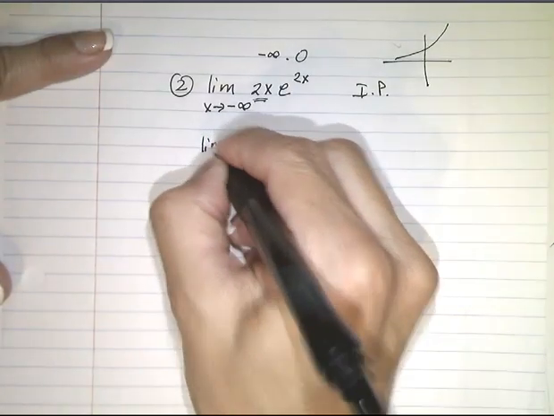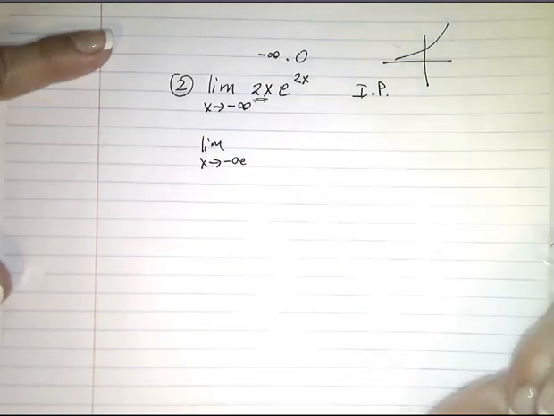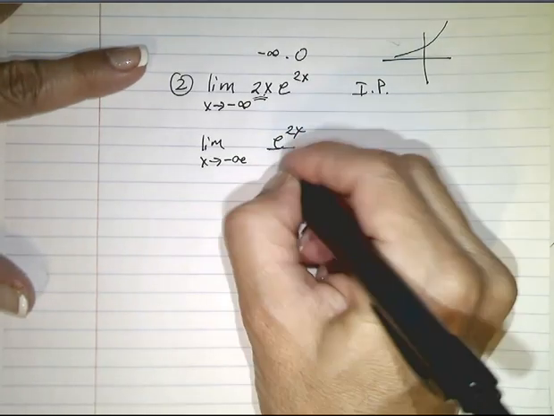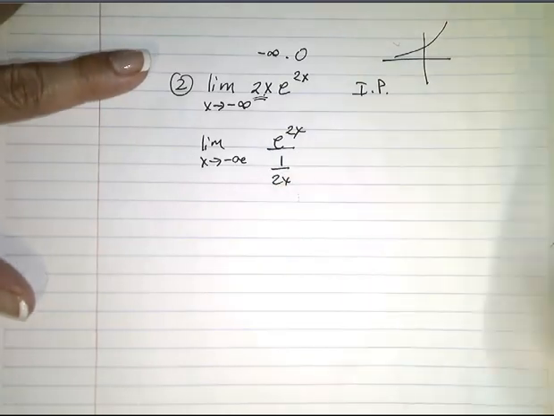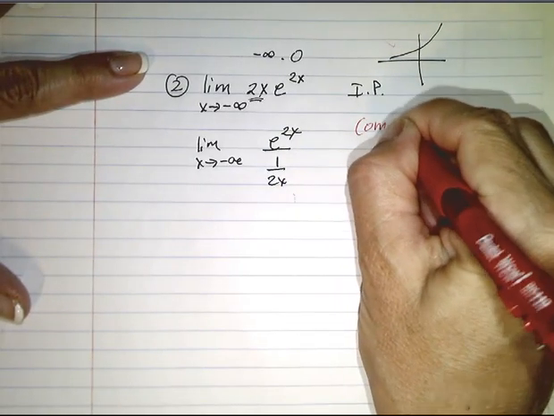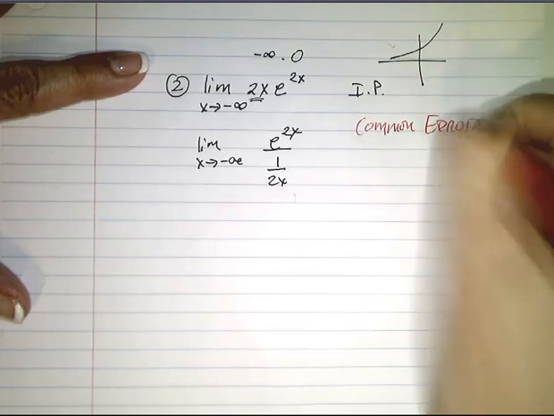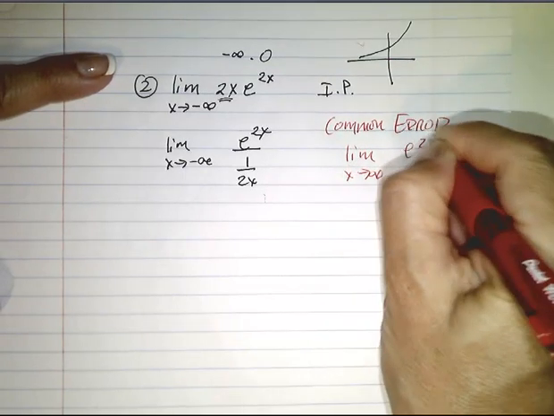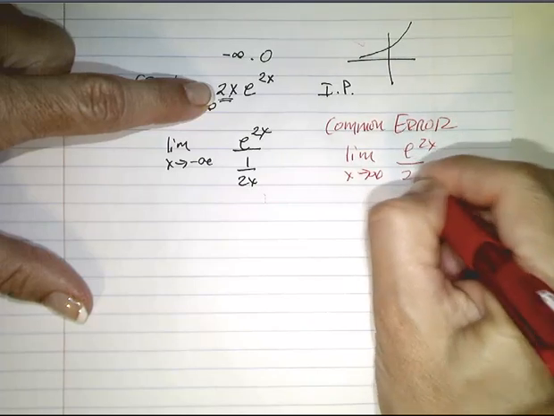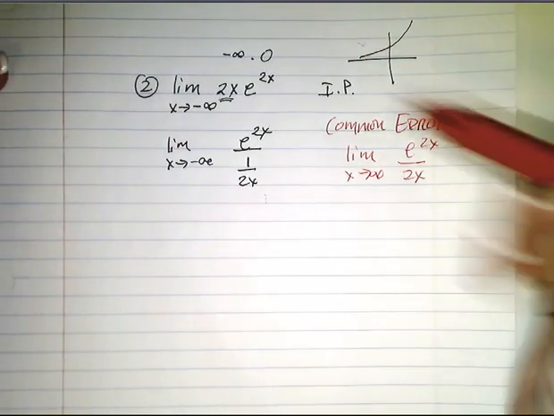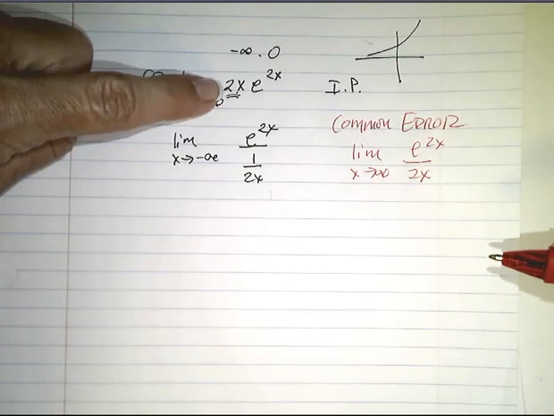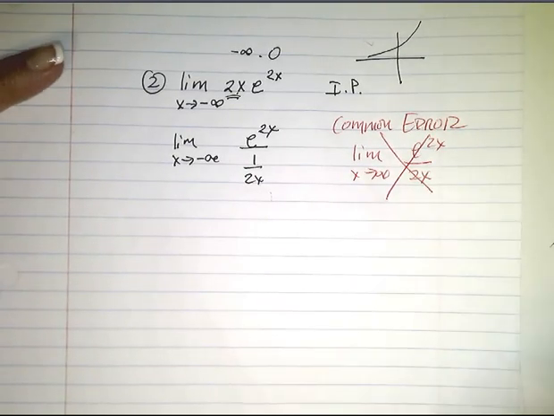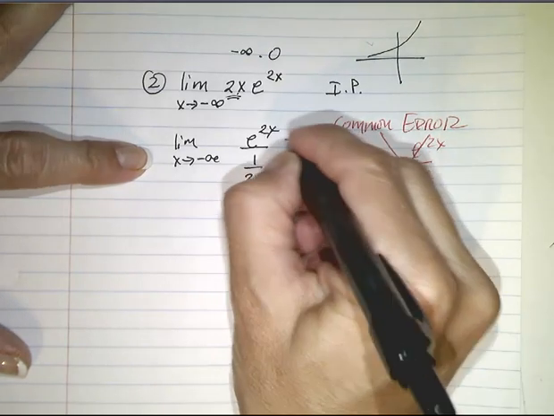Now, I can move one or the other to the bottom. It is tempting to move the 2x to the bottom. So we may have e to the 2x over 1 over 2x. I'm going to write over here in red a common error when people are first looking at indeterminate products, and that's just to move something to the bottom. And remember, if I have 2x on the top, just moving it to the bottom is actually wrong. 2x is not the same thing as 1 over 2x. So don't do that.